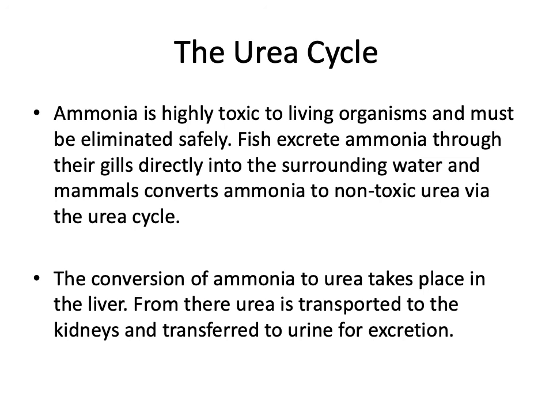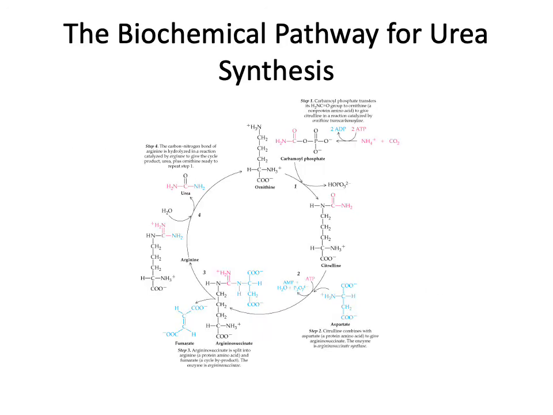So again, this all takes place in the liver, and after urea is formed, it's transported to the kidney, where it can be transferred to the urine for excretion. So this is the urea cycle. We're going to come back to this. I'm not going to look at this in detail at the moment, but we'll come back in a few minutes.